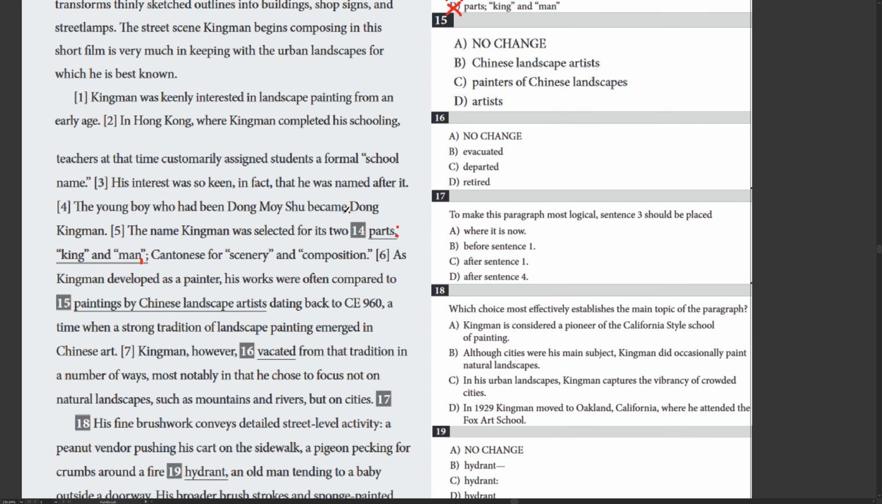So number 15 is another comparison one. So we have, as Kingman developed as a painter, his works were often compared to paintings by Chinese landscape artists dating back to CE 960.